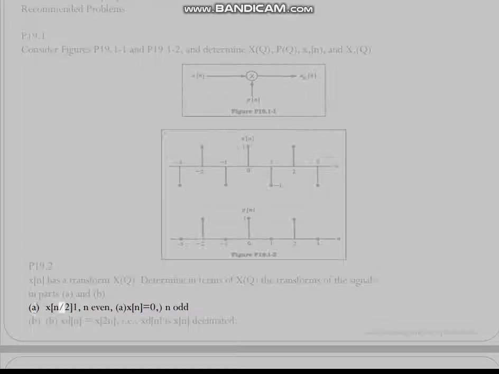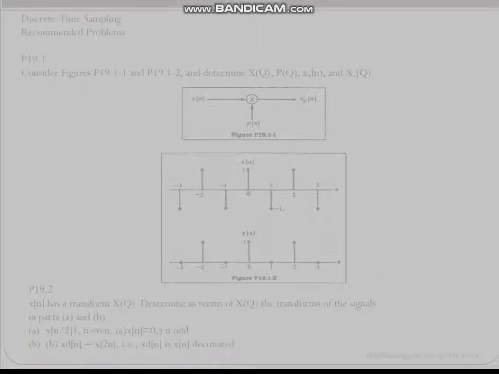A. x_e[n] equals x[n/2] for n even, and equals 0 for n odd. B. x_d[n] equals x[2n], i.e., x_d[n] is x[n] decimated.